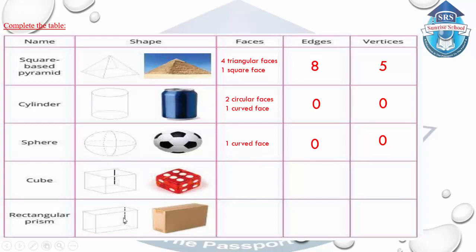Yes, the cube and the cuboid, or cube and rectangular prism, have the same number of edges, the same number of vertices, the same number of faces. 6 faces, 12 edges, 8 vertices. The rectangular prism, 6 faces, 12 edges, 8 vertices. The only difference between them is the shape of its faces. Here the shape is square, but here the shape is rectangle.